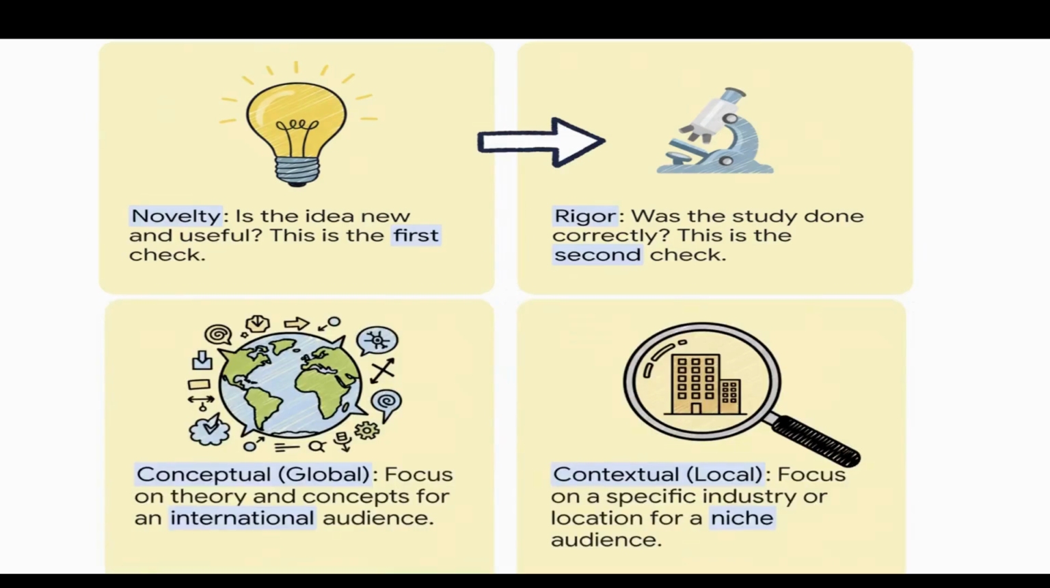Then comes global relevance and local relevance. We should focus on theory and concepts for an international audience first, but sometimes we may focus on a specific industry or a niche audience, but there should be a scope. We have to establish the scope so that the research has the ability to be replicated further at the global level, or to benefit at the global level. So these are the things we should keep in mind.